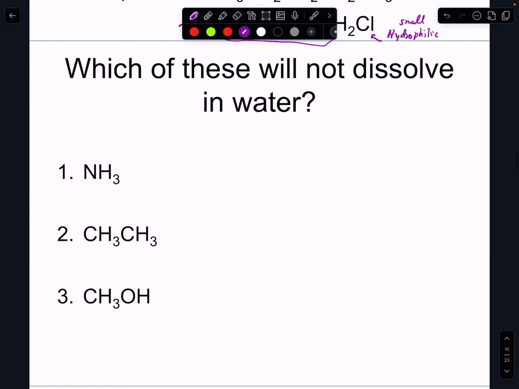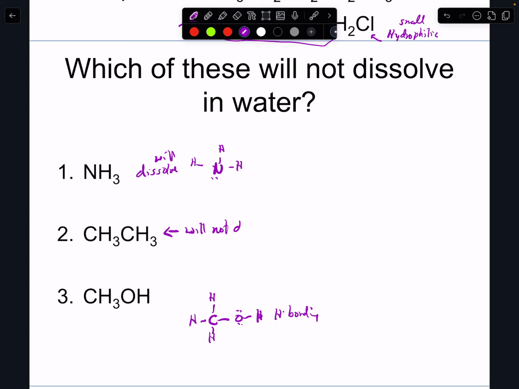Okay, so which of these would not dissolve in water? So this would dissolve in water, or the other way I would say is be miscible with. That will dissolve because NH3's got NH bonds, which hydrogen bond. Methanol we saw earlier, even though it has a small hydrophobic group, the CH3 is a small hydrophobic group, it also has an OH group, so that can hydrogen bond. So that will be miscible in water, it'll dissolve in water, but this will not dissolve. This is ethane, so it will be immiscible in water, because it's fully nonpolar.